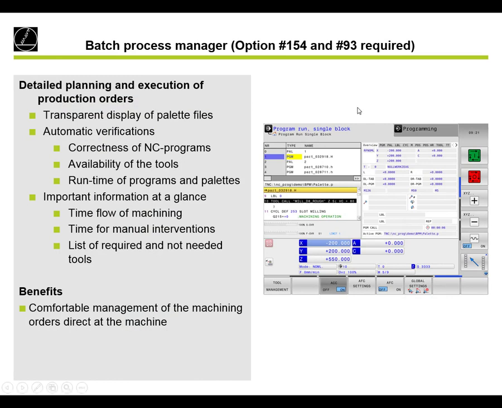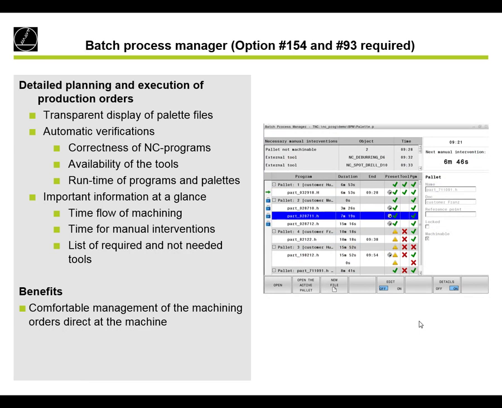Next step is the batch process manager. This is the option 154. So the batch process manager is a possibility to plan the machinings for a manless night shift, for example. So what we are doing with the batch process manager, we are working together with the pallets. So you put in pallets. On the pallets, there are NC programs, and the control scans the NC programs.